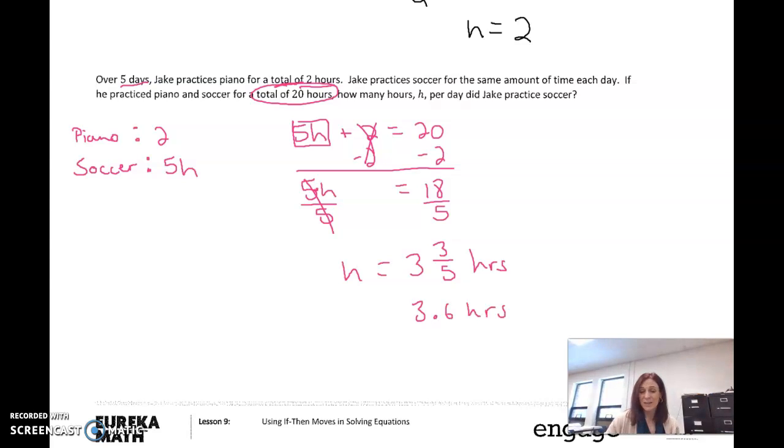Honestly, we could change it to minutes. This 0.6 right here, that's 6/10. I could say 6/10 times how many minutes are an hour? 60. 60 over 1. And that would be 6 times 60 is 360 divided by 10, and we'd get 36. So we could say 3 hours, 36 minutes. That's good skills to know right there, but that's not our focus.